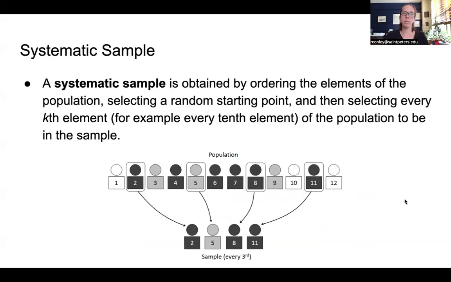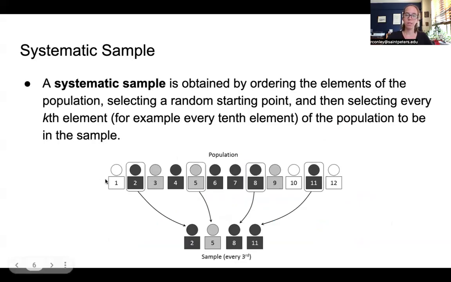Another type of random sampling technique is a systematic sample. So a systematic sample is obtained by ordering the elements of the population, then you select a random starting point, and then you select every kth element. For example, every 10th element.